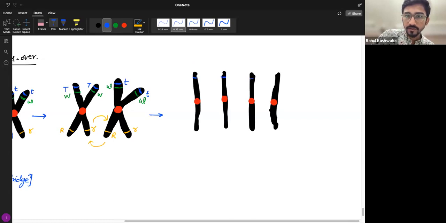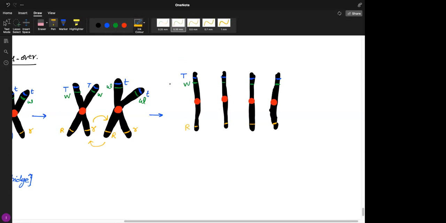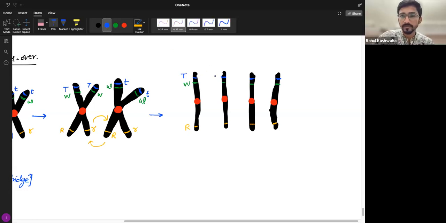I'll first make all the colors of the locus. And then we'll talk about which allele they will carry. Yes, so this is chromatid 1. What will be the genotype? Let's tell me quickly. Capital T, capital W, sorry. Capital T, capital W, and capital R. Okay, perfect.